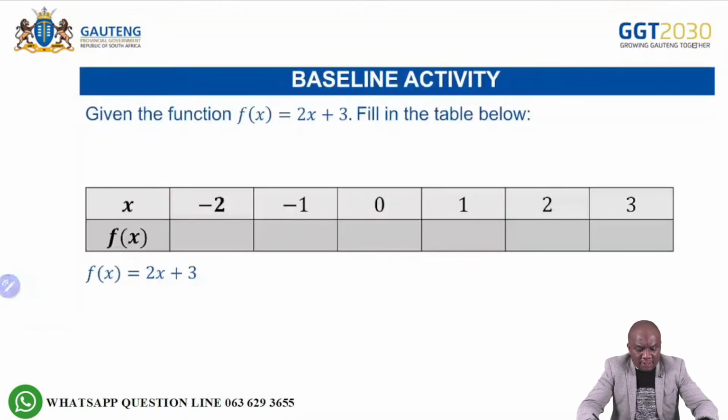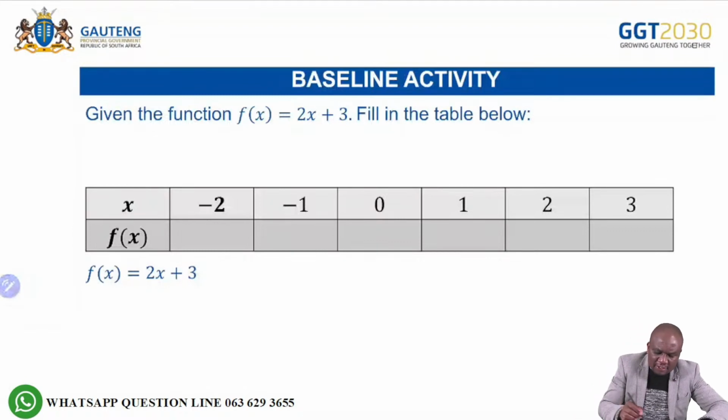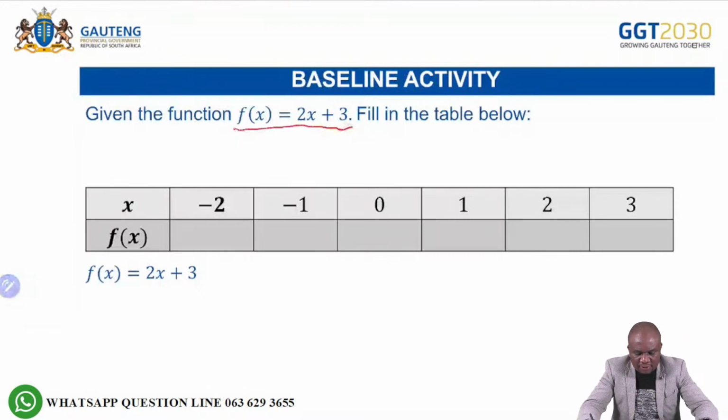But before we move any further, grade 10s, I want us to do a baseline activity, a very simple one. Given the function f of x is equal to 2x plus 3, fill in the table below. Remember the input and output values? So we're given the x values, we want to find the y values, which is f of x. Remember we talked about this. F of x is just the y. When I'm saying f of x, you're talking about the y values. So now find the y values. If x is -2, if x is -1, if x is 0, if x is 1, is 2, is 3.